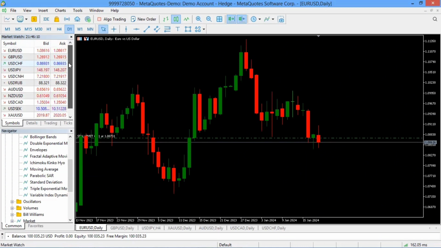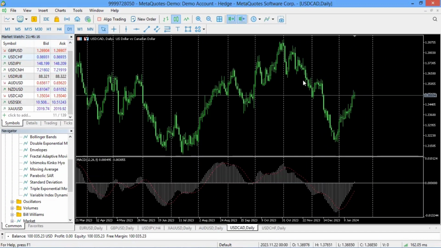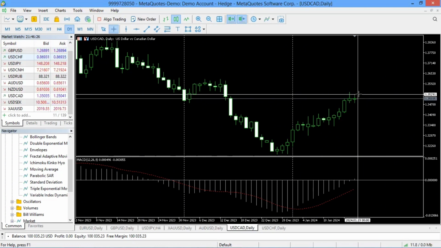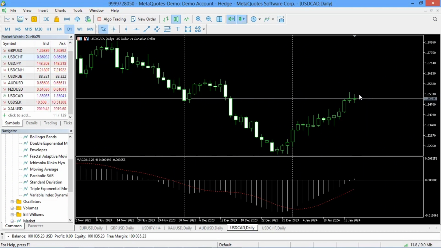I've opened all these pairs. That's it. Try it out. USD CAD. I think we'll pick the buy because of how it's closing. Let's assume it closes above this high, the previous day high. Let's assume it closes here. We are going to pick a buy on it.